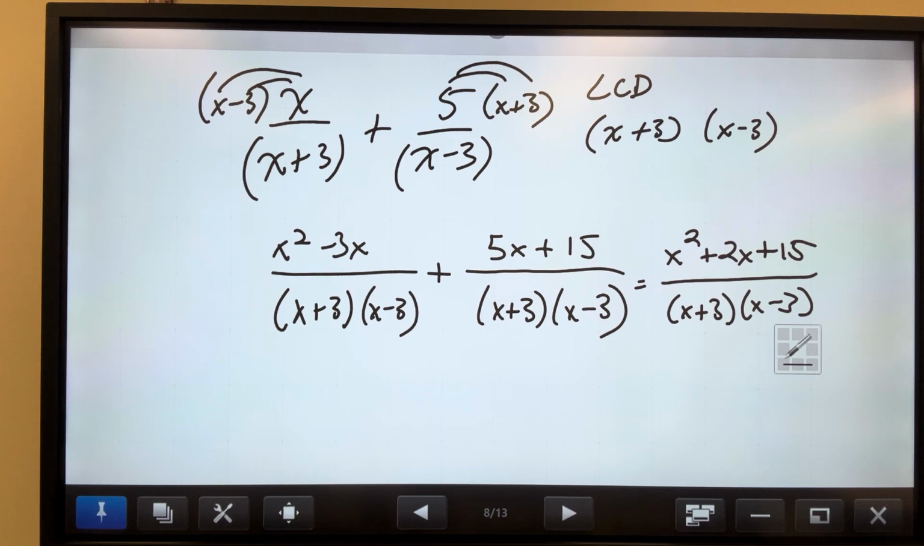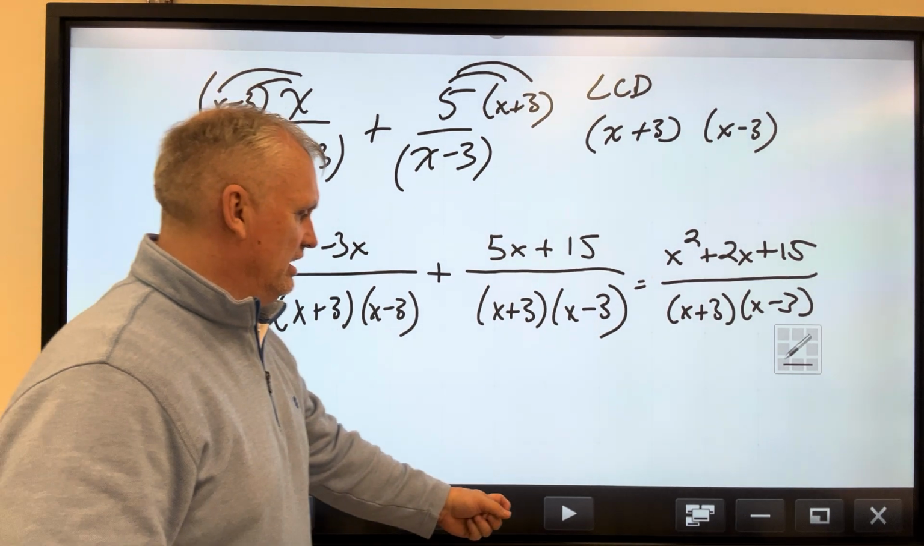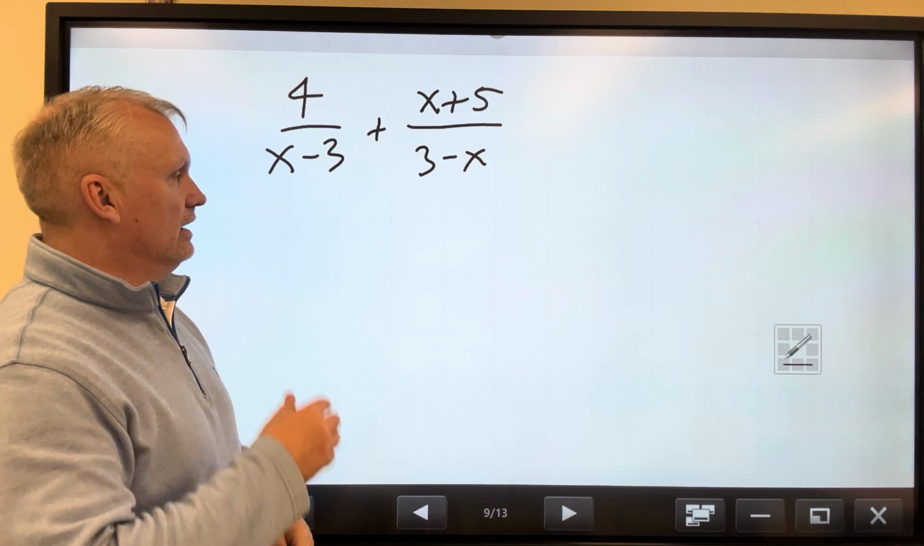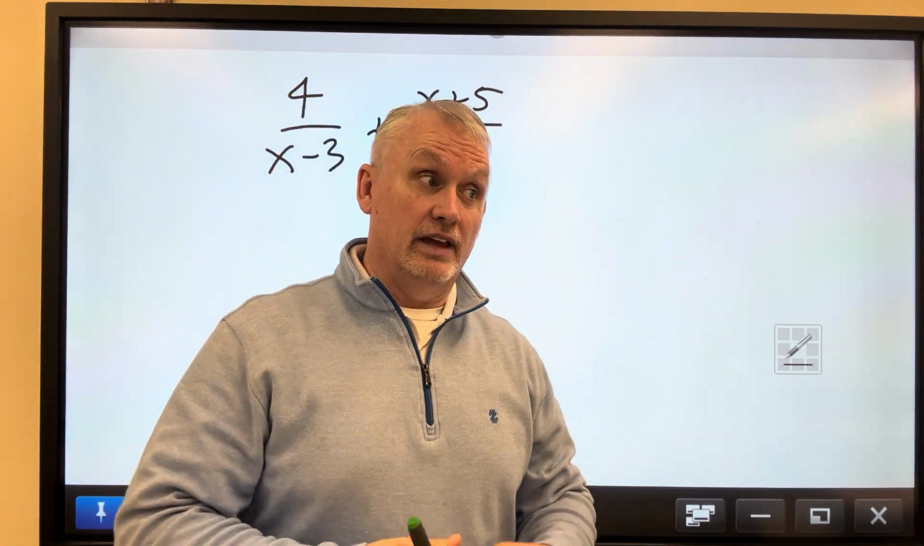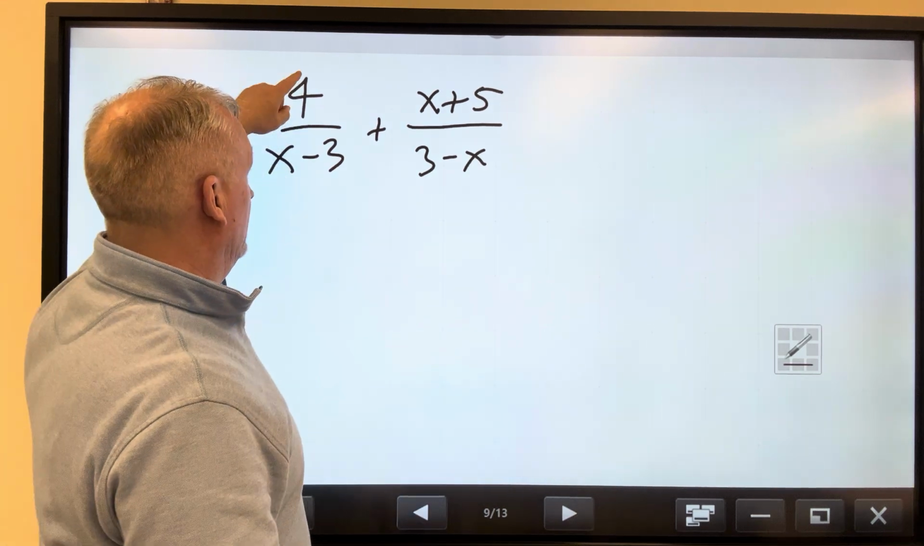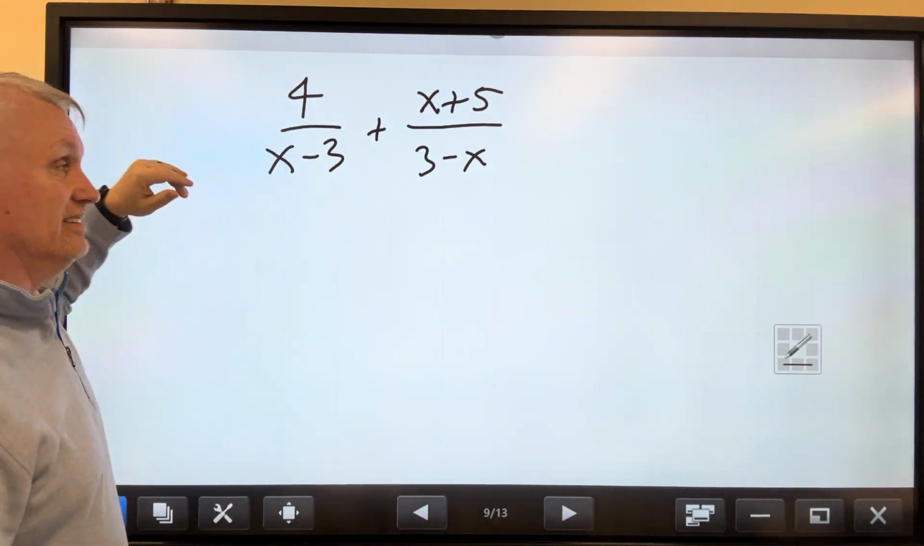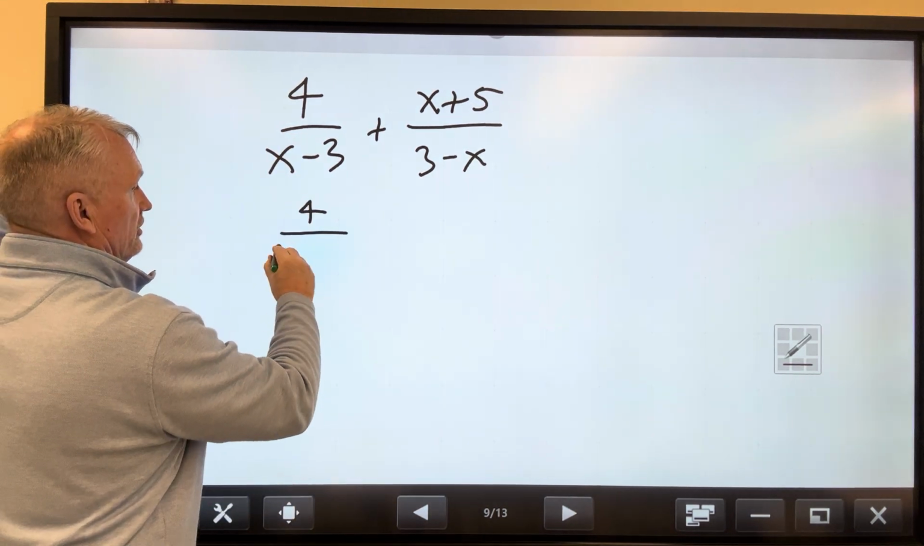Okay? Next, so now I got to actually start reaching into a little bit more, I'm not going to say complicated, but it does take a little bit of knowledge. This first fraction stays the same. That's good. 4 over x minus 3.